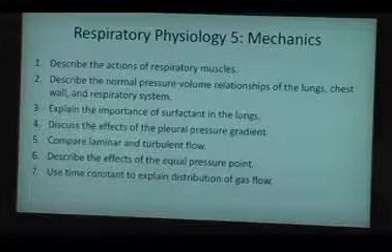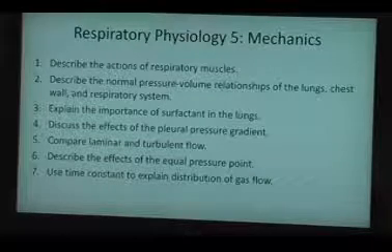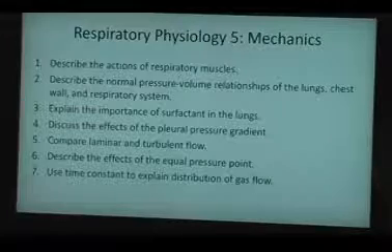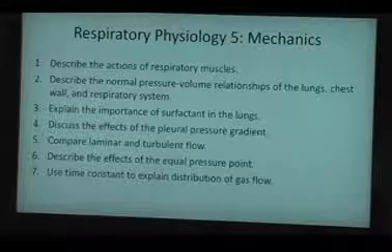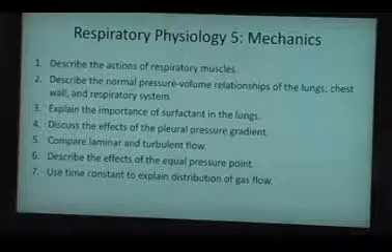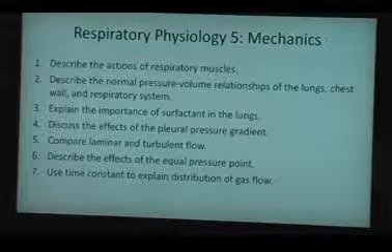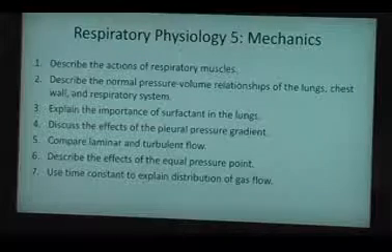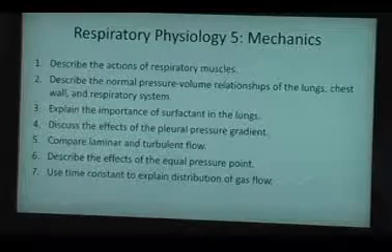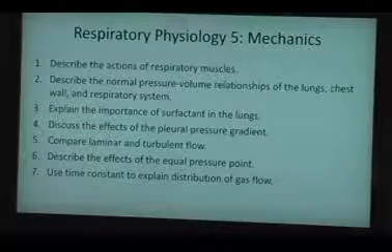So our objectives this morning are to describe the actions of the respiratory muscles, to describe the normal pressure-volume relationships of the lungs, chest wall, and respiratory system, explain the importance of surfactant in the lungs, discuss the effects of the pleural pressure gradient, compare laminar and turbulent flow, describe the effects of the equal pressure point, and use time constants to explain distribution of gas flow.